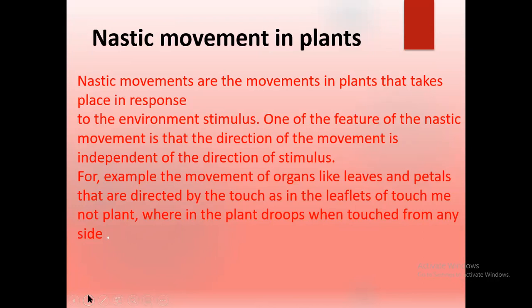What is the difference between nastic movement and tropism? In tropism, the plant will move towards the stimulus as well as away from the stimulus. So in the case of tropism, direction is there. But in the case of nastic movement, there is no direction. Neither will the plant move towards the stimulus nor against the stimulus. This is the difference between nastic movement and tropism.